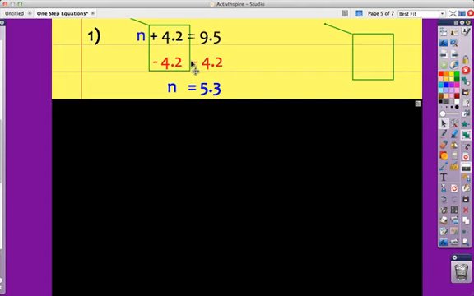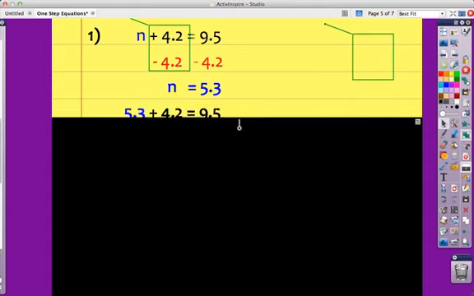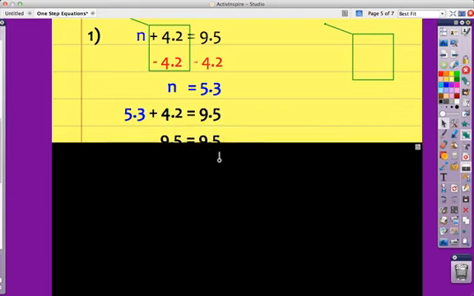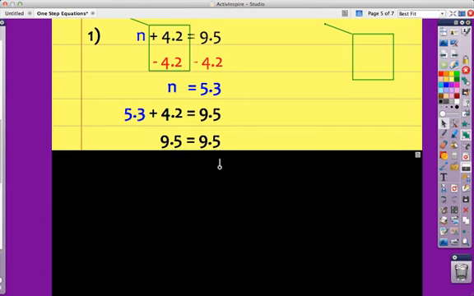The next thing is all we have left over is our n. So the n comes down. Then we perform these operations, 9.5 minus 4.2, and you end up with 5.3. Now we want to check our work to make sure that we have the correct answer for n. So we substitute 5.3 in for the n.